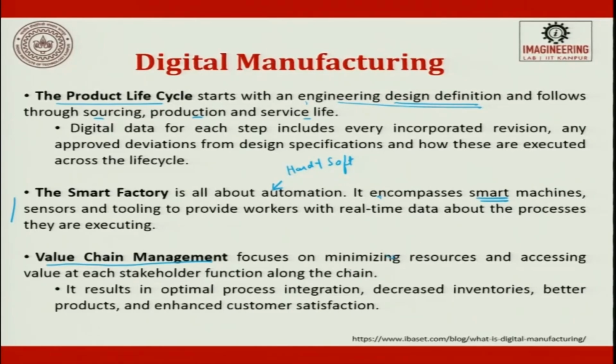When I do this operation, what is the value getting added to the part and what value is the customer going to give to that part at that stage? If the customer is not going to add value in terms of money at that point of time, we have to relook into the process. So, that is value chain management. All three are very important. Product life cycle, all these days as engineers we are focusing only on this, but on top of this we need smart factory, we need value chain. It focuses on minimizing resources. If you see it crudely, it is talking more towards productivity.